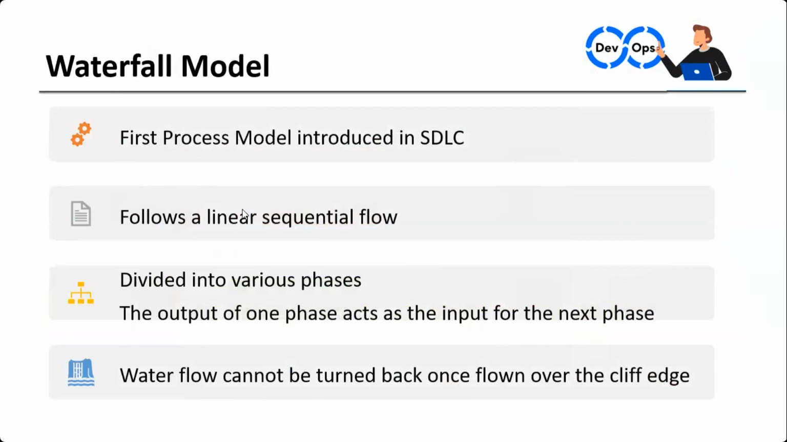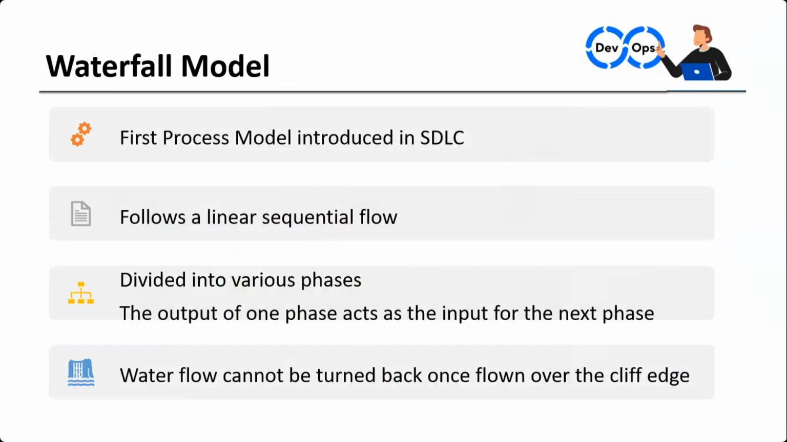Before we go in deep, why does this relate to SDLC, and how come DevOps was first introduced to improve the software development cycle? The first process model introduced in SDLC is the waterfall model. Of course, it follows a linear sequential flow divided into various phases, so the output of one phase acts as the input of the next phase.